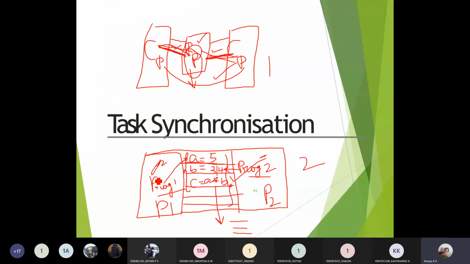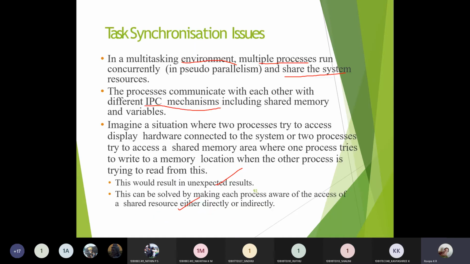Here process 2 changes B. Before process 1 executes C, process 2 changes the value of B, such that whatever operation takes place in the next execution, that is 5 into 4, will be happening here.